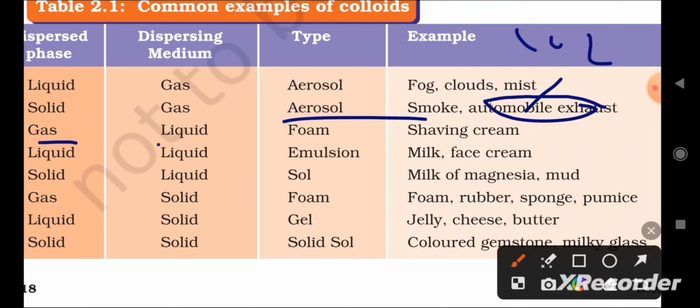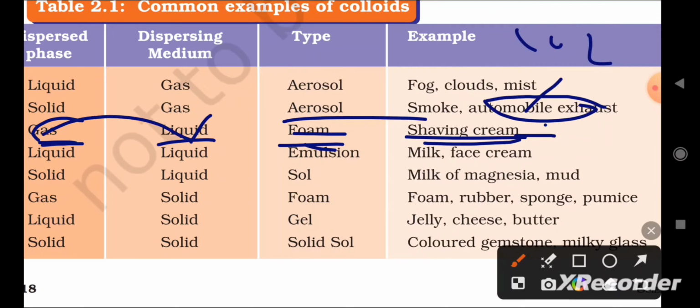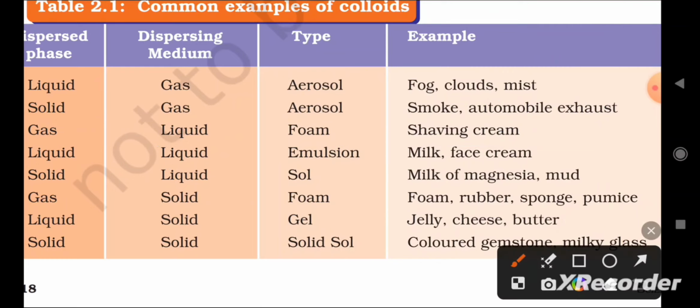Next, gas in liquid: foam. Gas is the dispersed phase and liquid is the dispersed medium. The example is shaving cream, which is used in a barber shop. Next, liquid as the dispersed phase and liquid as the medium is called an emulsion. Examples are milk and face cream.